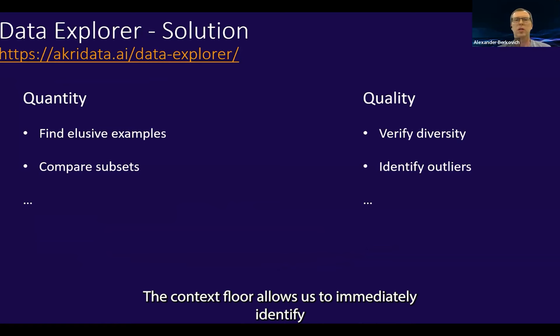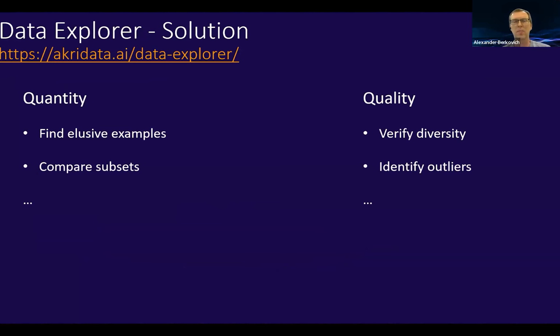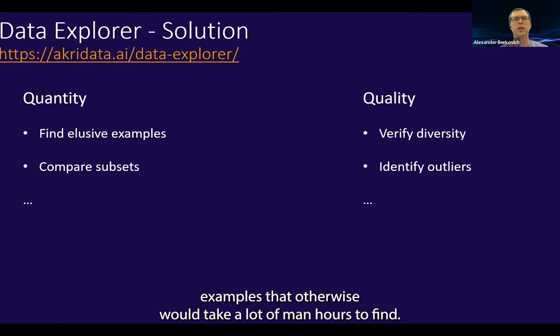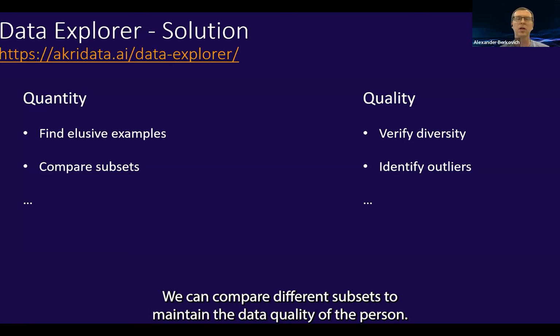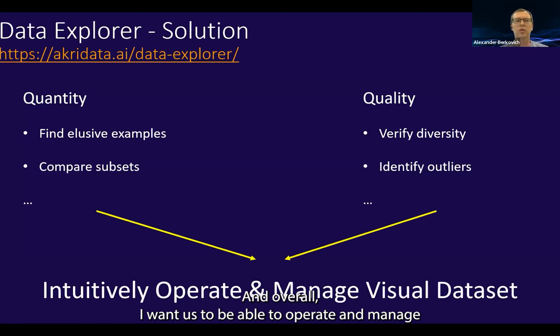Now, we spoke about quantity and quality. Data Explorer allows us to immediately identify outliers, and things that shouldn't be in the data set. On the other hand, if we have a large data set, we can easily find examples that otherwise would have taken a lot of man hours to find. We can compare different subsets to maintain the data quality of the entire data set. And overall, I want us to be able to operate and manage our visual data set as efficiently and at the highest level as possible.